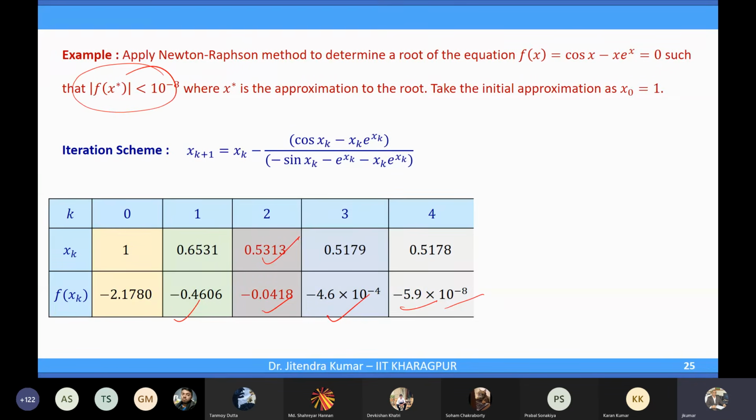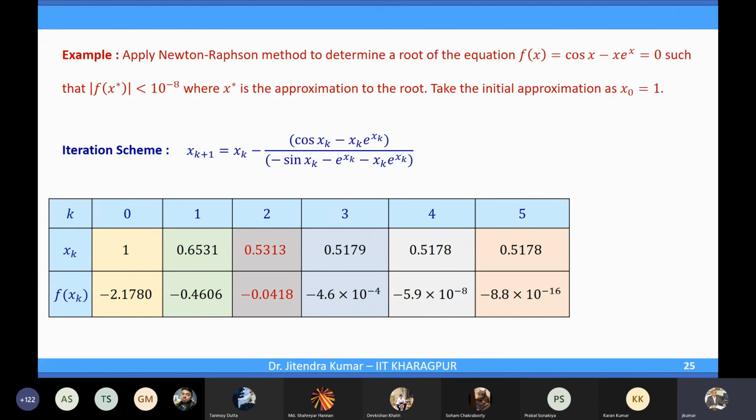So we cannot stop here also, because your f(x_k) should be less than 10 power minus 8, right? So we go one step more, and then we have 0.5178, and here the value is 8.8 times 10 raised to power minus 16. So naturally we should not go more here. We need to go for only the fifth iteration. The approximate root is 0.5178. Clear? Yes, sir. Yes, sir.